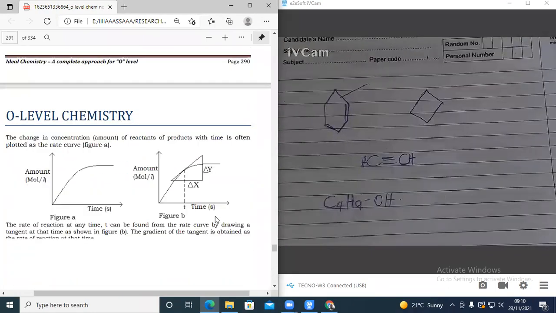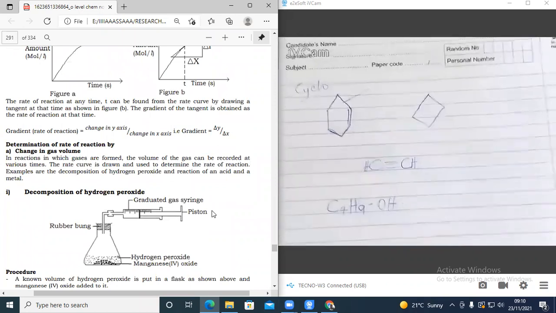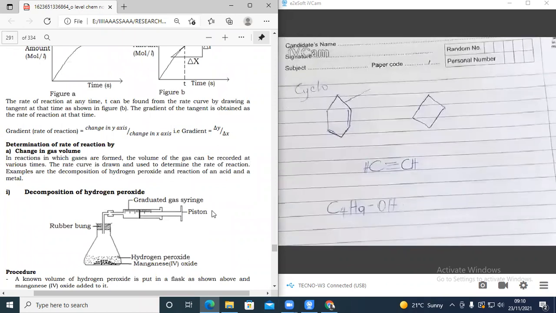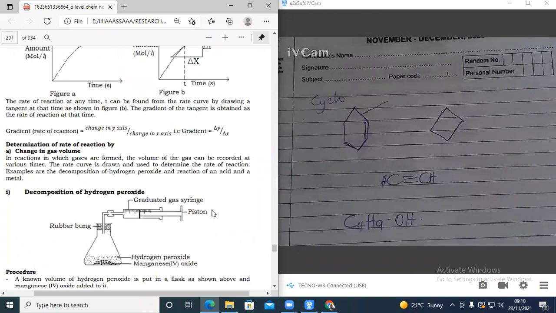Cyclohexane. Is it cyclo or silo? Cyclo. Cyclo. Cyclohexane. Hexane. That is a good trial. Somebody put it right.